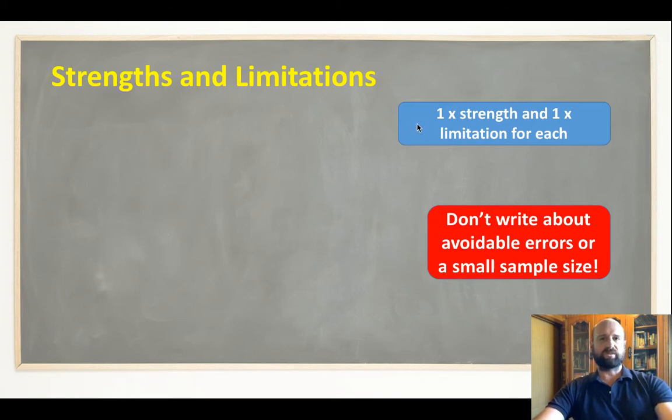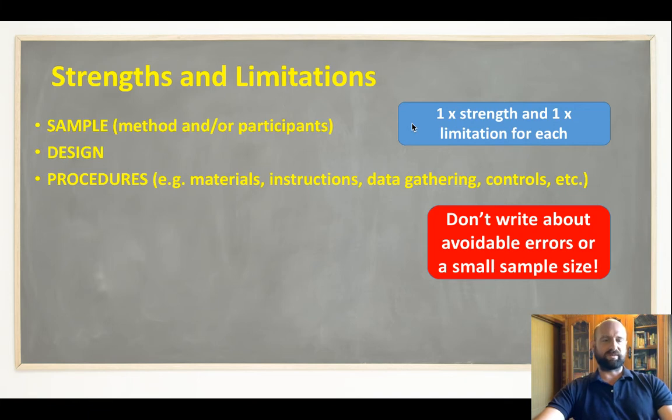I would aim for one strength and one limitation for each of the sample, design and procedures. Now again, a note on this: they say in the rubric that they have strengths and limitations of sample, design and procedures. They state those three things. I think it's just sloppy writing, and students won't technically need one of each. I think realistically, if they evaluated design and procedures really thoroughly and had a couple of points for each, and they didn't talk about their sample, in practice that's going to be fine.